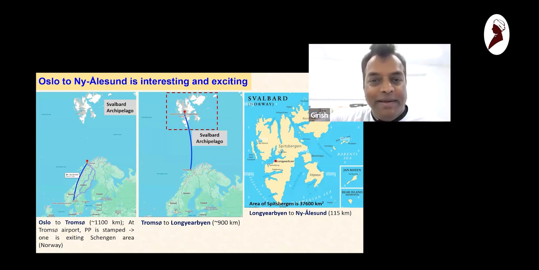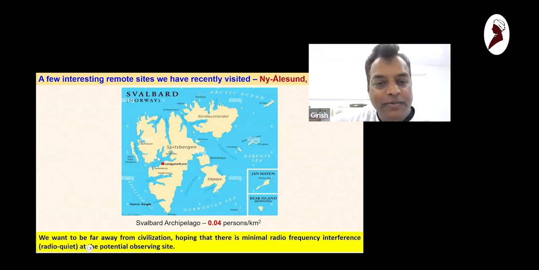So from Longyearbyen, we need to go to a place called Ny-Ålesund, which is here. And this distance is approximately 100 kilometers. Ny-Ålesund does not have a regular commercial airport. It has a small airport. Okay. So we need to take a short flight from Longyearbyen to Ny-Ålesund.